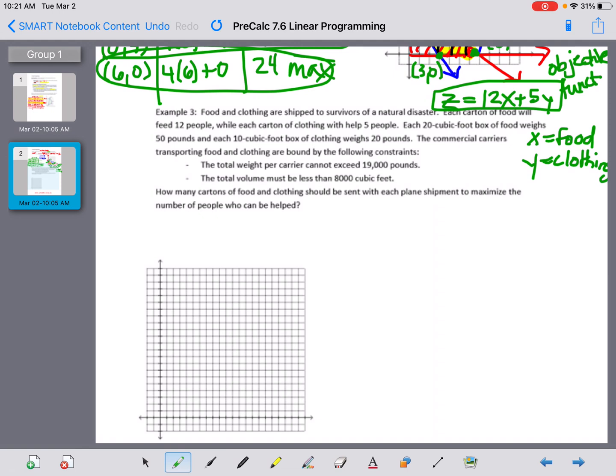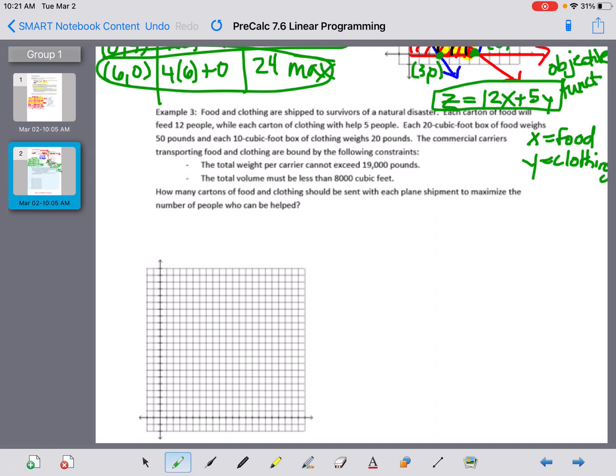Then we have our constraints. The commercial carriers transporting the food and clothing are bound by the following constraints. The total weight per carrier cannot exceed 19,000 pounds. I guess I skipped a sentence up there, didn't I? The total volume must be less than 8,000 cubic feet.